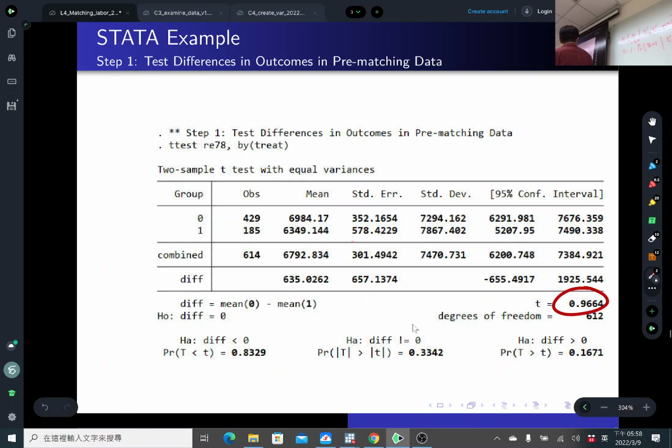But the difference is not significant. The t-value is just 0.9. It's not very big. Okay. So the p-value very high means we should not reject the null hypothesis.